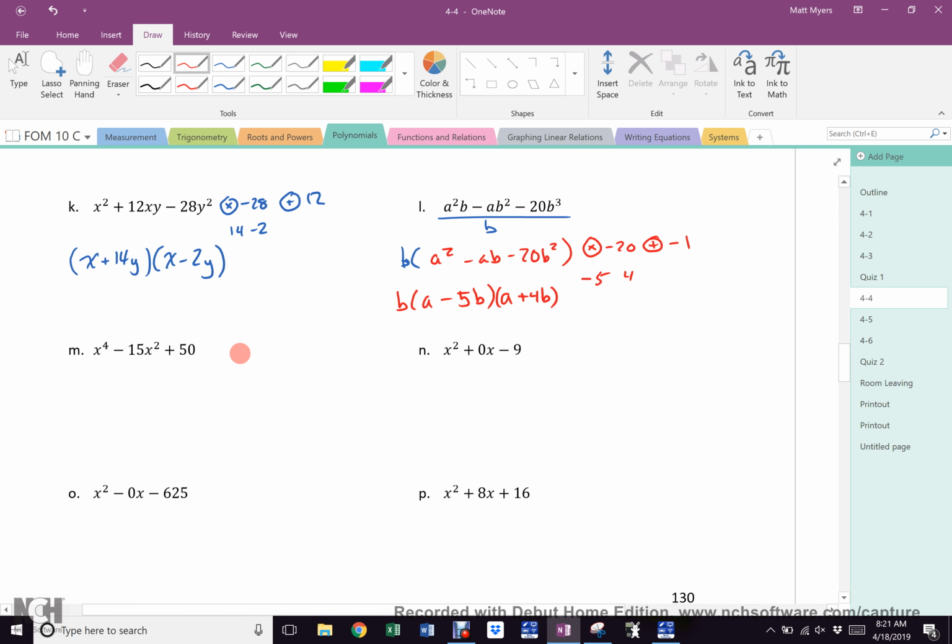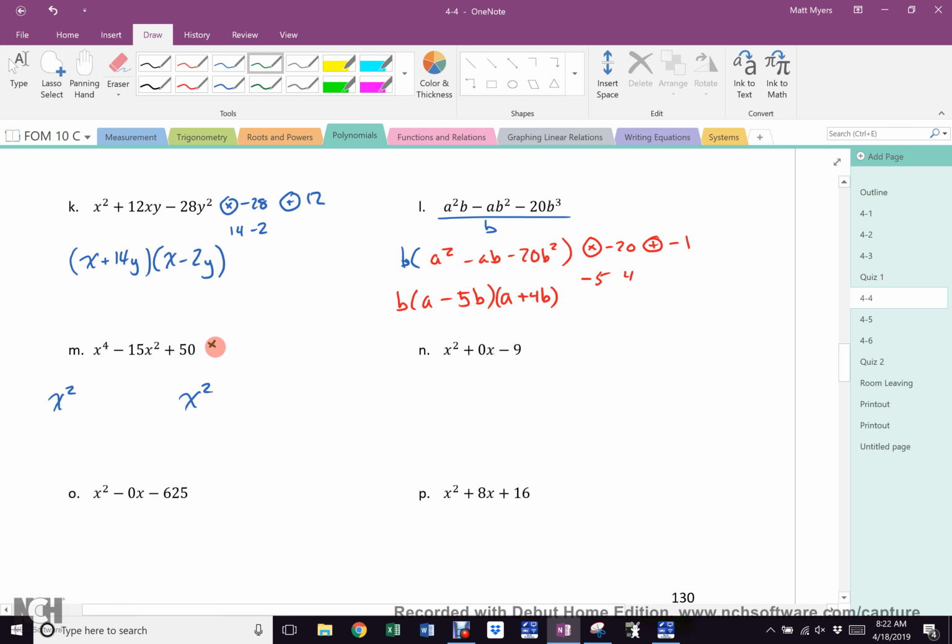Now, what's weird in M? It's x to the 4th, right? Now, you're intelligent young people. When it was x squared, it was x and x, correct? So what must it be now? X squared and x squared. Do you think anything else changes?